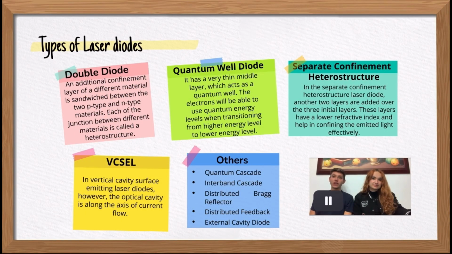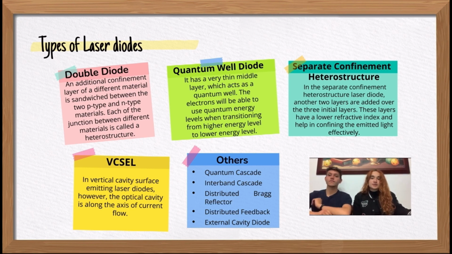Types of laser diodes. First one, the double heterostructure diode. An additional confinement layer of 2 different materials is sandwiched between the 2 types, the p-type and the n-type material. Each of the junctions between different materials is called a heterostructure.